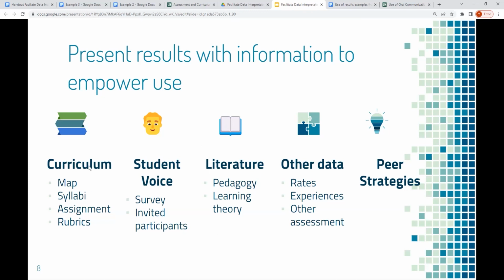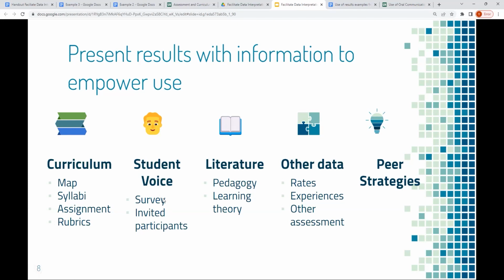First is curriculum. Present the curriculum map so everybody understands the learning journey students are going through in terms of achieving the outcome or not. And then syllabi, assignments, rubrics, so faculty members understand what the learning experiences in the course are and what the learning expectations are.